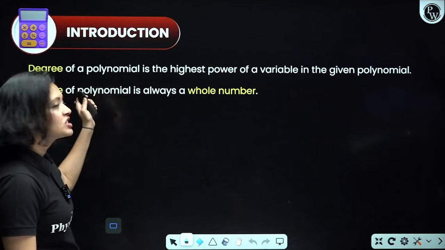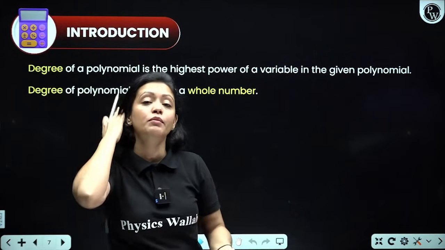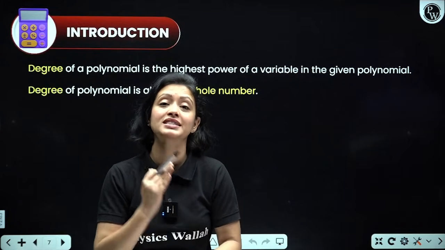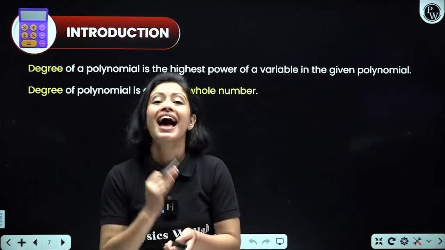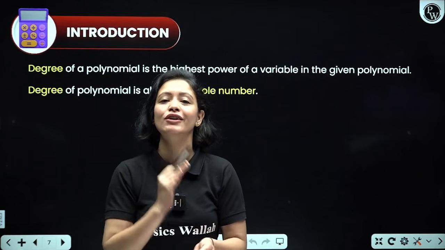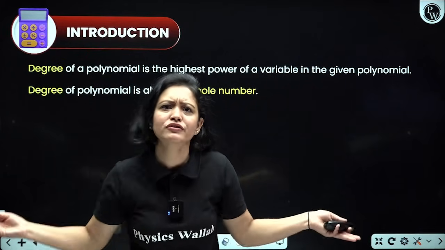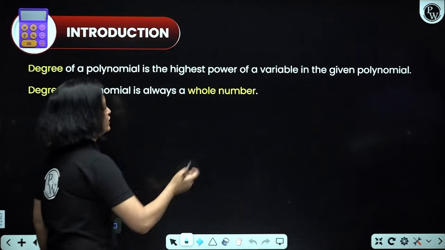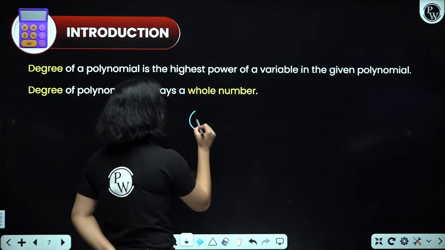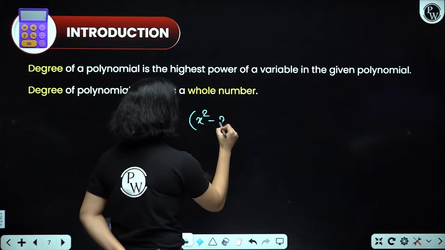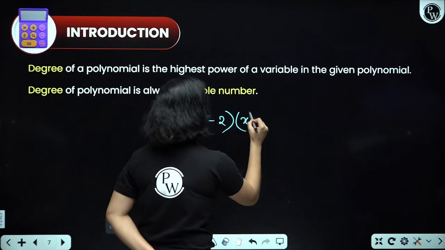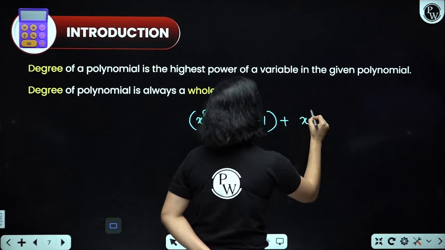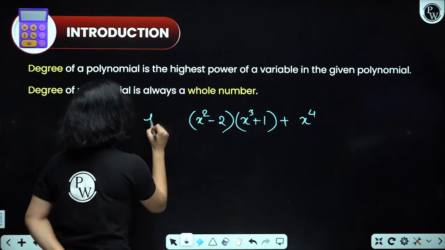Okay, now let's talk about degree, though we have already talked about it. But still, let's revise. What is the degree of a polynomial? Degree of a polynomial is the highest power of the variable. And obviously, for a polynomial, the degree will always be a whole number because all the powers of the variables are whole numbers, right? With that, give me an answer for this. If I have x squared minus 2, then here we have x cube plus 1 plus x raised to power 4. This is my polynomial, everyone.